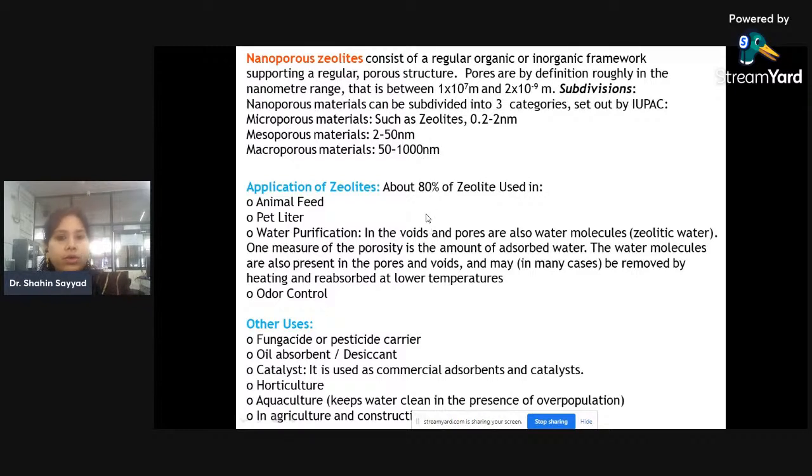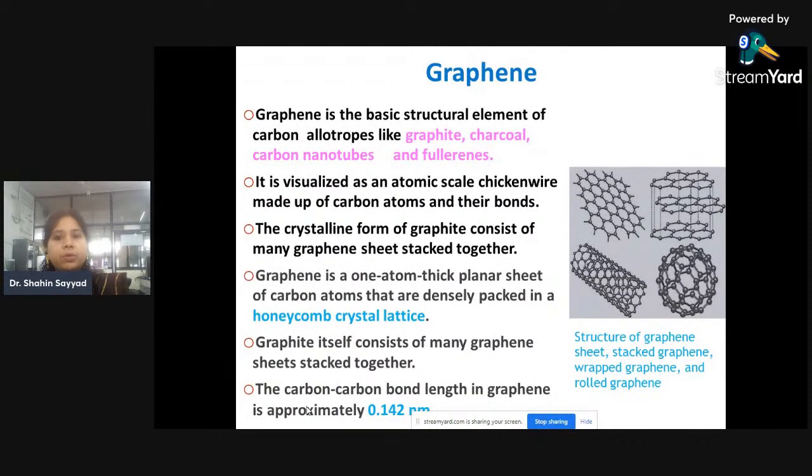Zeolites have vast application in animal feed, pet litter, water purification, as well as odor control. They can be used as a fungicide or pesticide carrier, as a catalyst, in horticulture, and in aquaculture. So these are the uses of zeolite. Another type of nanomaterial which we are using is graphene.